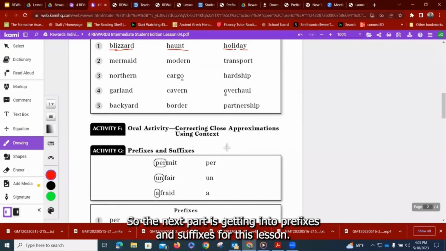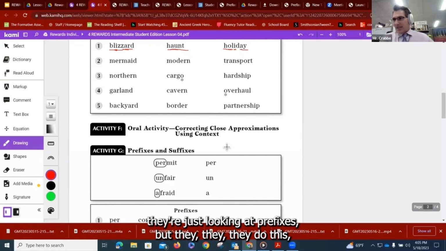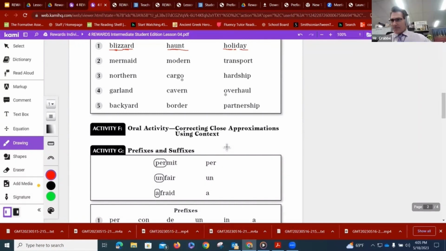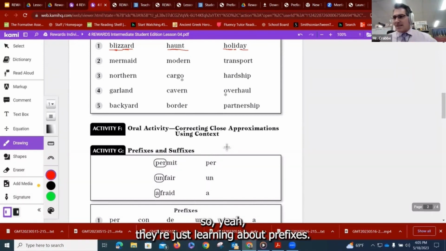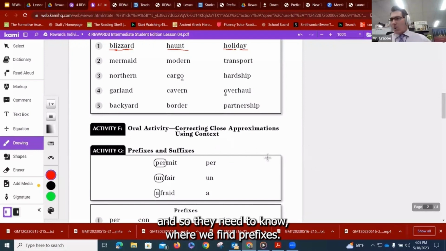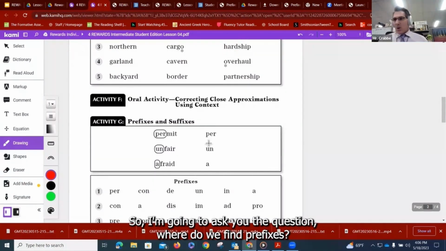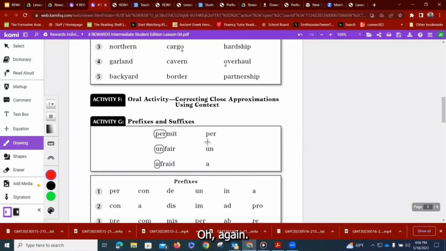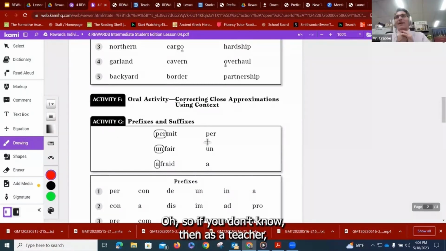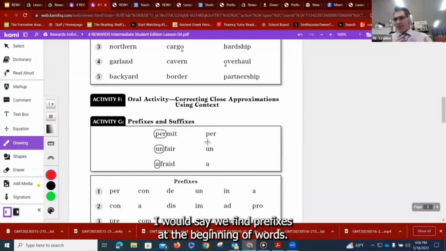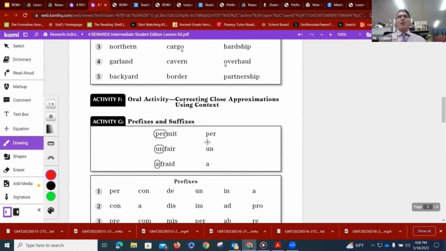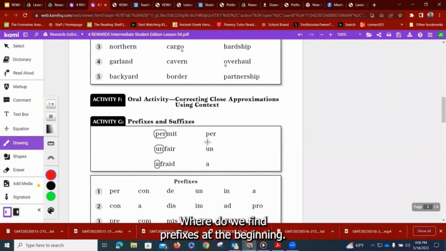All right. Okay, so the next part is getting into prefixes and suffixes for this lesson. They're just looking at prefixes. So they need to know where we find prefixes, and they should have already learned about this. So I'm going to ask you the question. Where do we find prefixes? If you don't know, then as a teacher, I would say we find prefixes at the beginning of words. Where do we find prefixes? At the beginning of words.